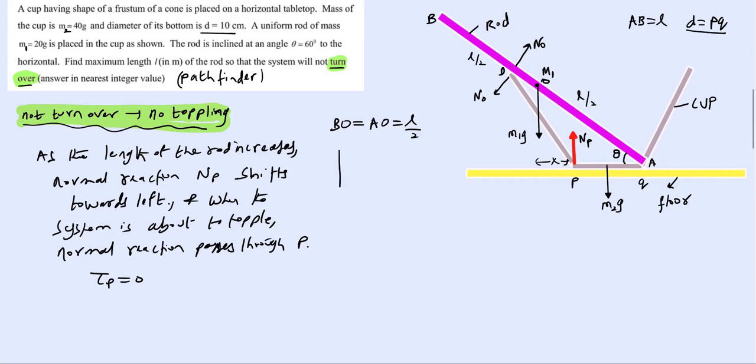Then from the triangle, this is AO, L by 2, theta. So this length should be equal to how much? L by 2 cos theta. You extend like this. So let this be some point, and the distance PQ is D.